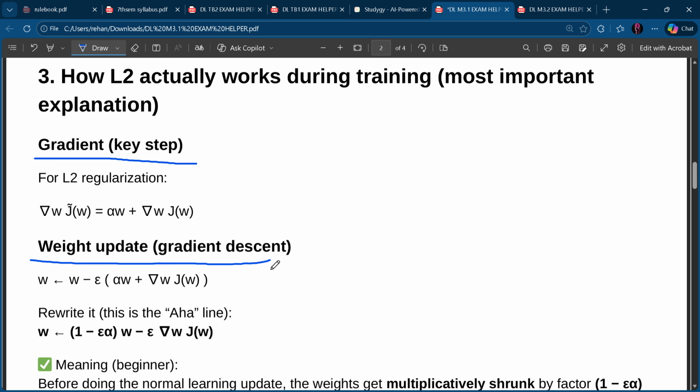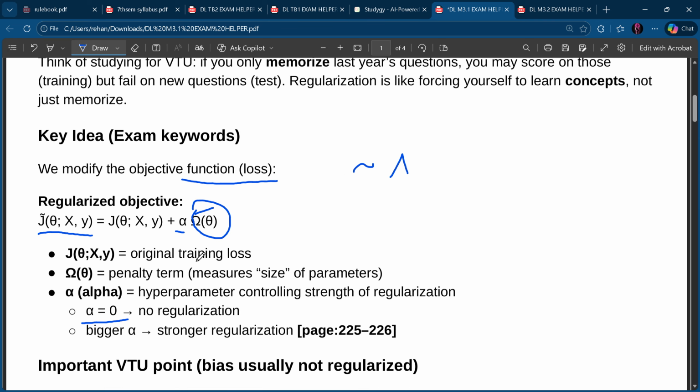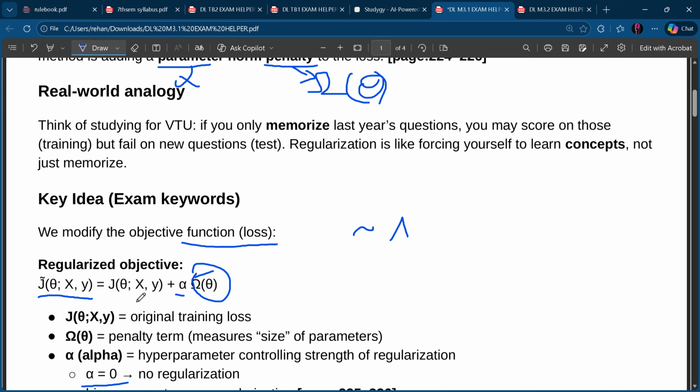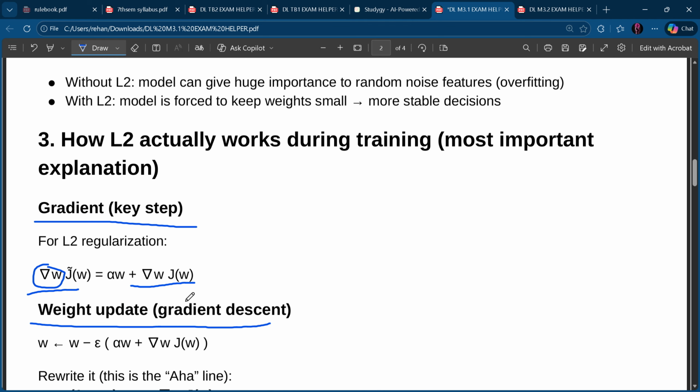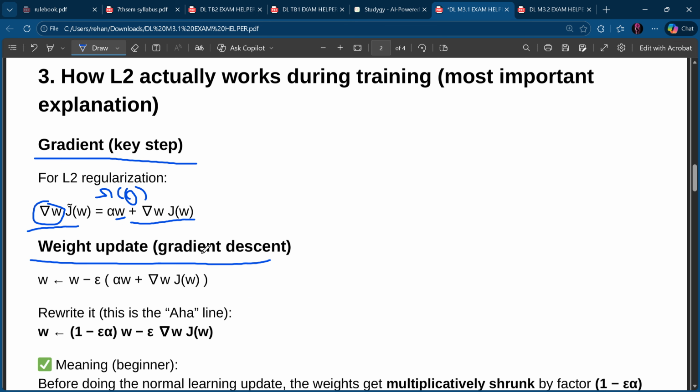Anyways, let us move to the actual notes. Here, now, how L2 actually works during training. So now what you have to do is the gradient step, gradient descent. This key step is the gradient weight update, that is gradient descent. So what is happening in the gradient step for L2? You have to see this gradient of J(w) is equal to, see, the same thing will repeat again, the same way as the actual universal equation.